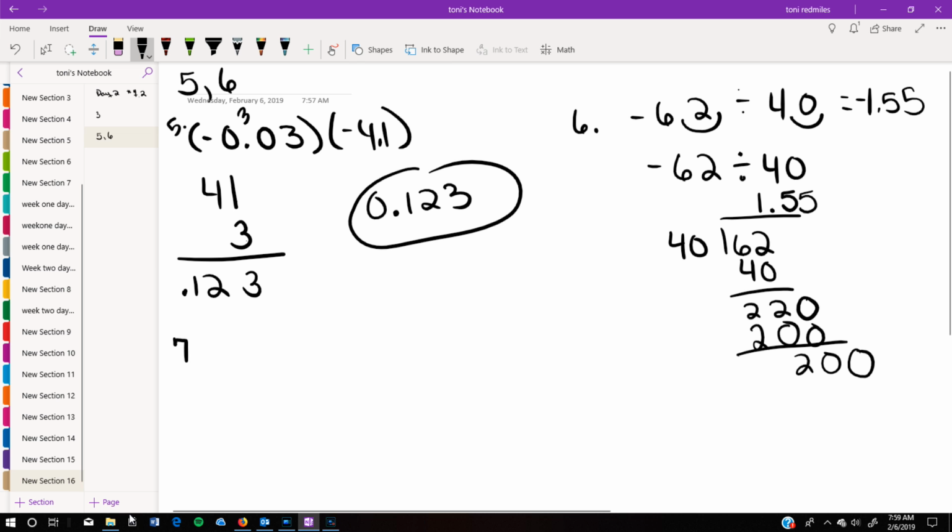Let's try to squeeze one more in here. Let's try to squeeze number 7 in here.